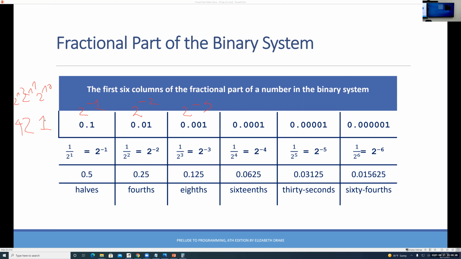Now see, if you have 2 raised to negative 1, that means 1 over 2. You have 0.5. This one, 2 raised to power negative 2, that means 1 over 4. You have 0.25 here. This one, 2 raised to negative 3, that means 1 over 8, and so on. That is the fractional part. All right. So now how it works is this when you convert it here.